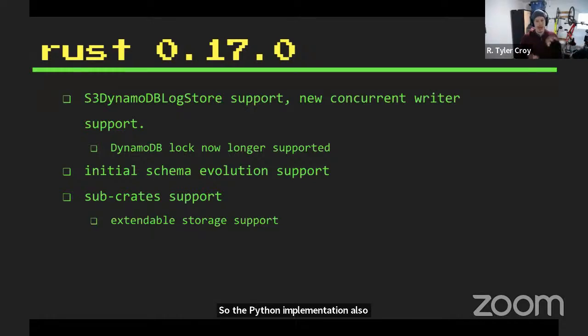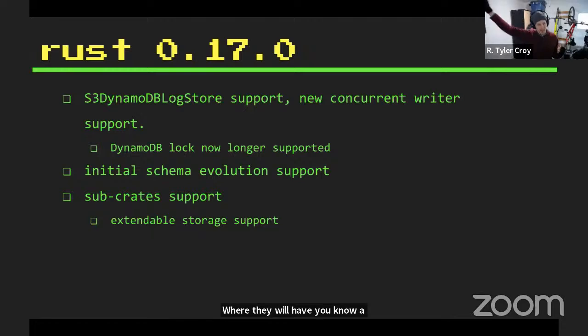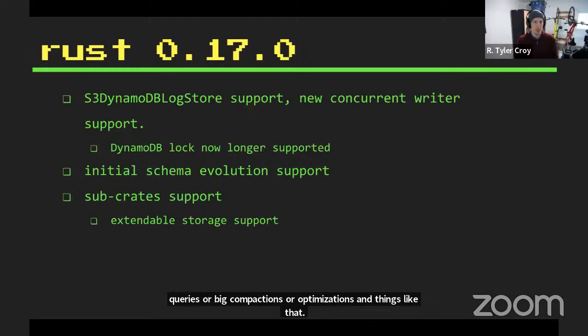And so we have some tests that exist, and we have users that are adopting this, where they will have a Delta Lake Python Lambda or a Delta Lake Rust Lambda doing appends to a table, and then Delta Spark coming along and doing big merge operations or big queries or big compactions or optimizations and things like that. And those will coordinate just fine together, which is really exciting.